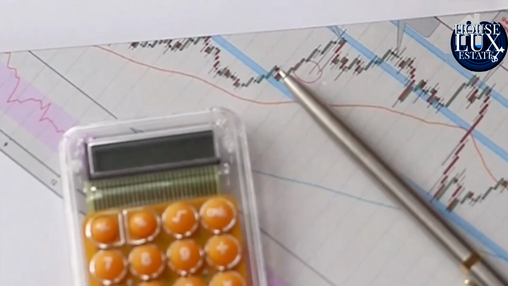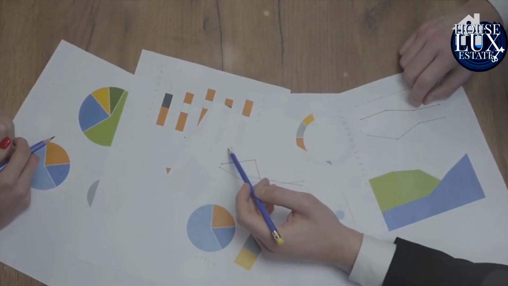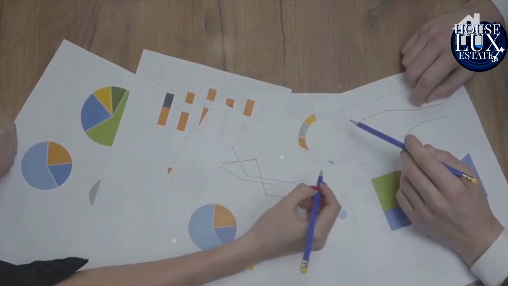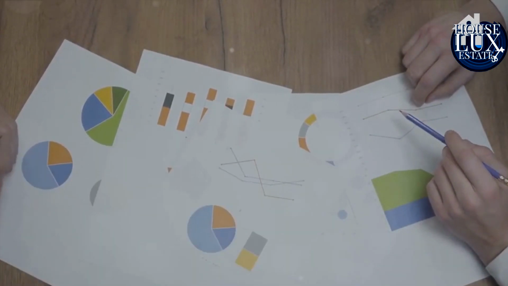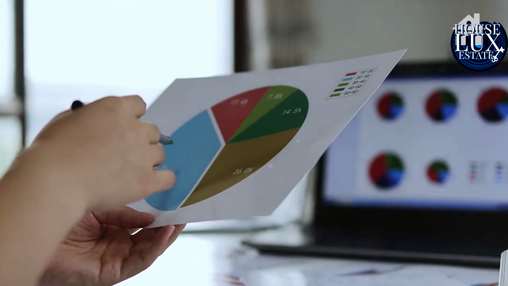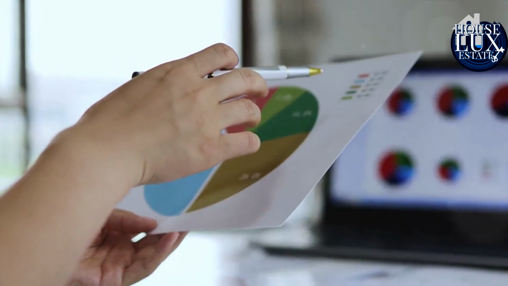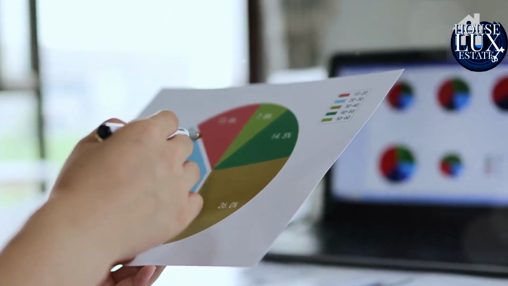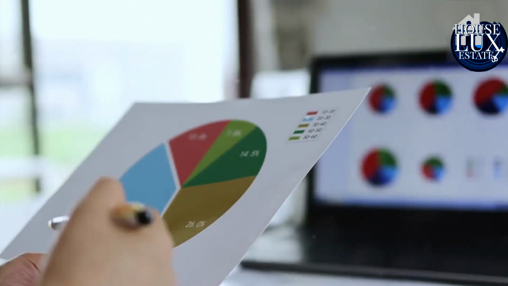Secondly, we have the equity ratio. This is the flip side of the debt ratio, where we divide the company's total equity by its total assets. The equity ratio gives us an idea of what proportion of the company's assets are financed by shareholder equity. A higher equity ratio is generally considered a positive sign, as it indicates the company has less reliance on debt and more on its own capital.